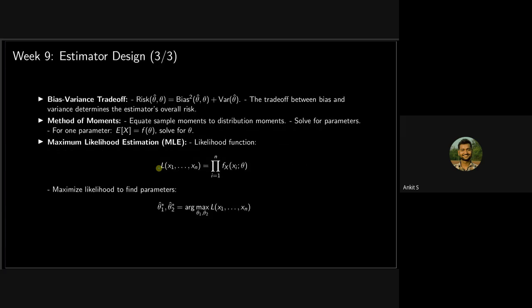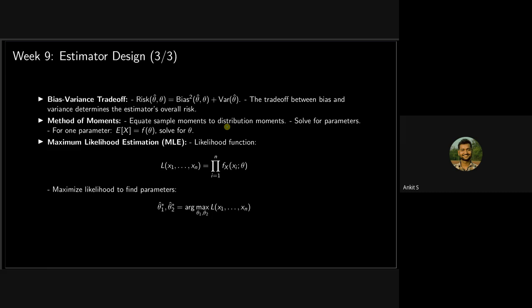We studied 2 methods of parameter estimator design: the method of moments and the maximum likelihood estimator. Before going into that, there is one more thing called the bias variance trade-off. What you want is a very good estimator for your parameter, with bias low, variance low, risk low. But an estimator which has low bias, which is unbiased, will have high variance, or high risk. This is called the bias variance trade-off.